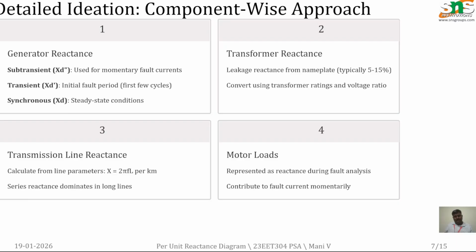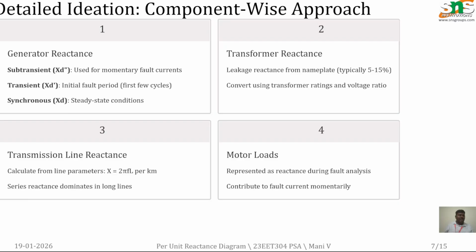And for transformer reactance, it is normally in the range of 5 to 15 percent. That is nothing but the leakage reactance, either on the primary or secondary side, with respect to primary or with respect to secondary. So here we have to convert the transformer rating and voltage rating.